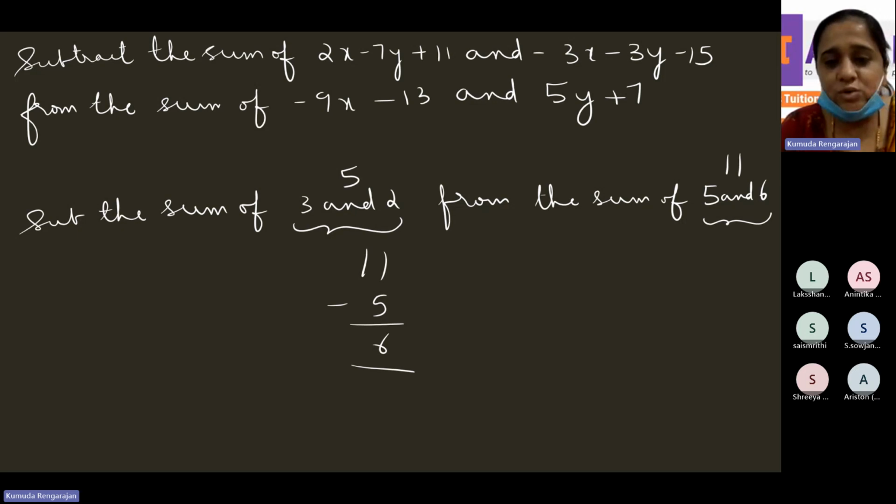Subtract the sum of 3 and 2 from the sum of 5 and 6. So here we have to find the sum of 3 and 2 first. The sum of 3 and 2 is 5. And the sum of 5 and 6 is 11. So step 1, 3 plus 2, 5. Step 2, 5 plus 6, 11. Step 3 is 11 minus 5. Why 11 minus 5? Why not 5 minus 11? Because subtract 5 from 11. So 11 minus 5.